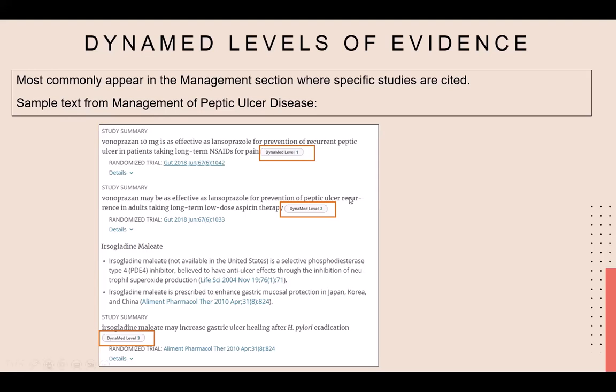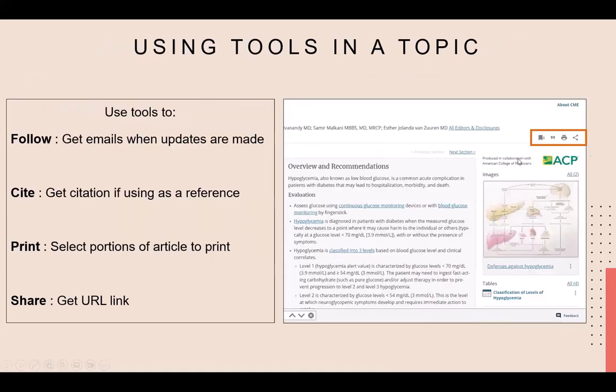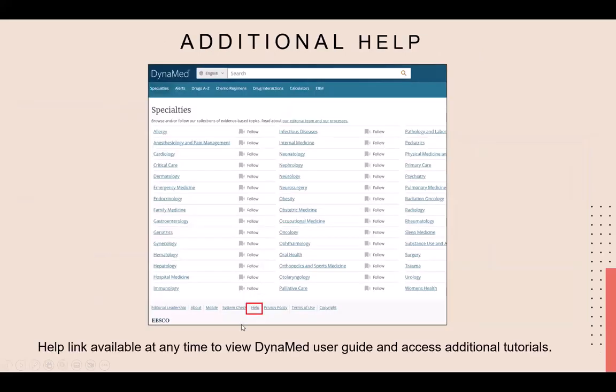All right, then the other thing I just want to show on a screenshot is the EBSCO toolbars. Because it's an EBSCO product, these might look familiar to some of their other products. This is follow. So if you wanted to just follow this topic, just get alerted when there's changes here, you could do that right here. Again, you do need that personal account. You can get a citation. So if you want to use this information as a reference, you can get a citation for DynaMed, and then you can print parts of it, and then you can share, get a URL link. So those are just tools provided by EBSCO. And then they also offer additional help.